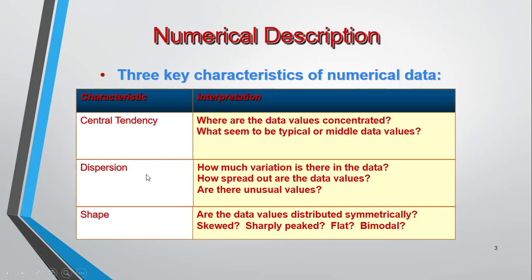For dispersion, how much variation is there in the data? How spread out are the data values? Are there unusual values, extremely large or extremely small? And the shape of data: are the data values distributed symmetrically, or skewed, or sharply peaked, flat, or bimodal, trimodal, or multimodal? So central tendency, dispersion, and shape are the three key characteristics of numerical data.